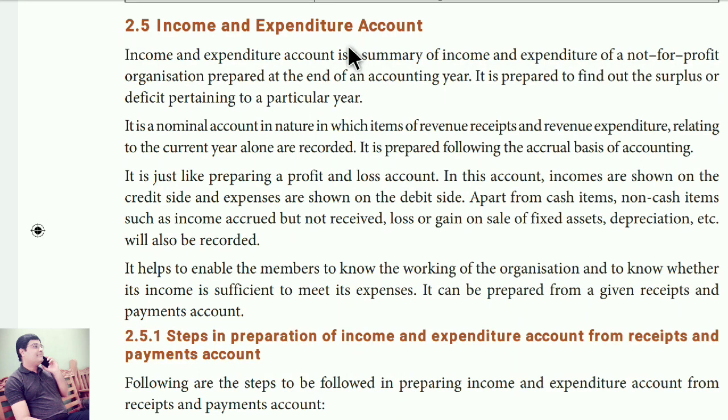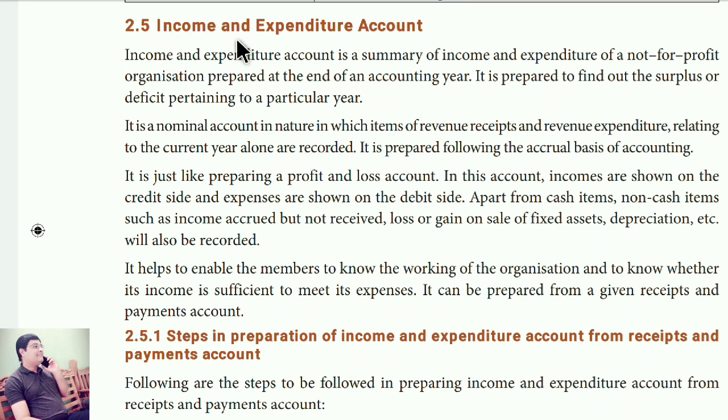Hello friends, welcome to GMG accountancy classes. Today we are going to discuss the meaning of income and expenditure account. In this video, we are going to discuss the meaning of income and expenditure, the steps in preparation of income and expenditure account from receipts and payment account, and the format of income and expenditure account.